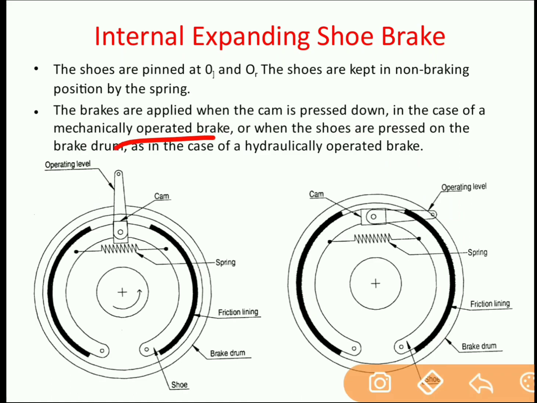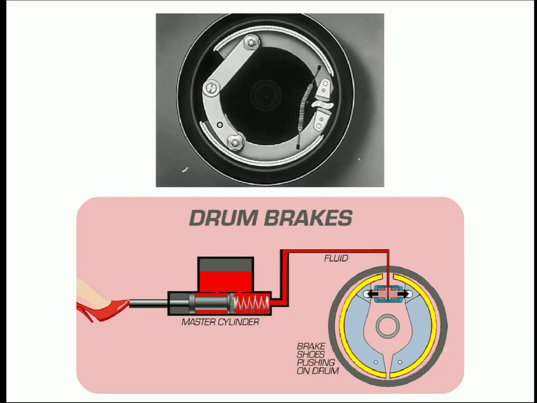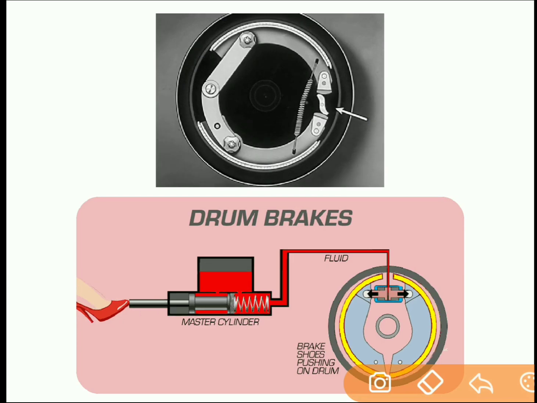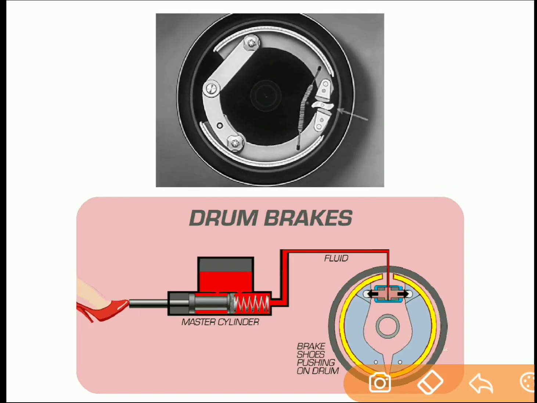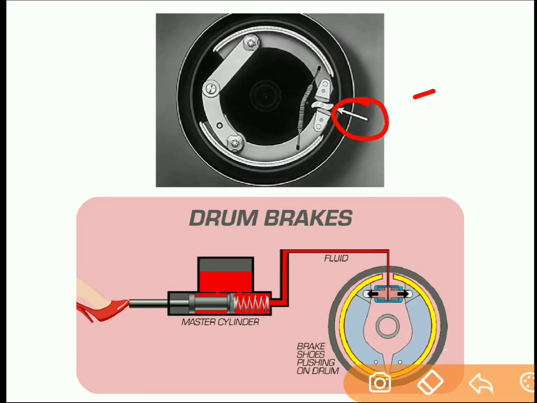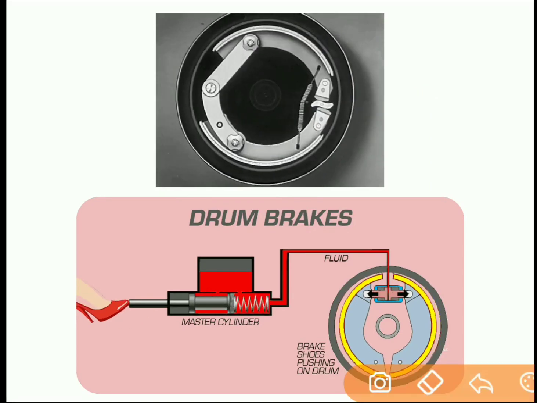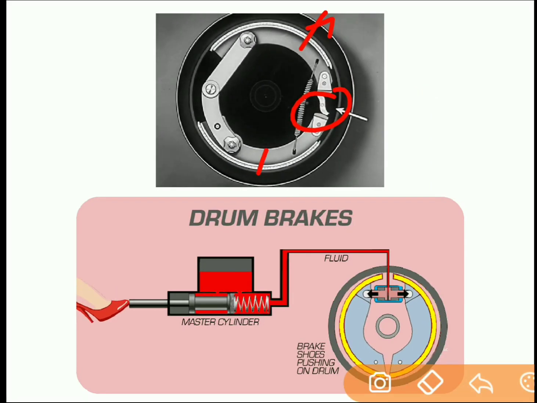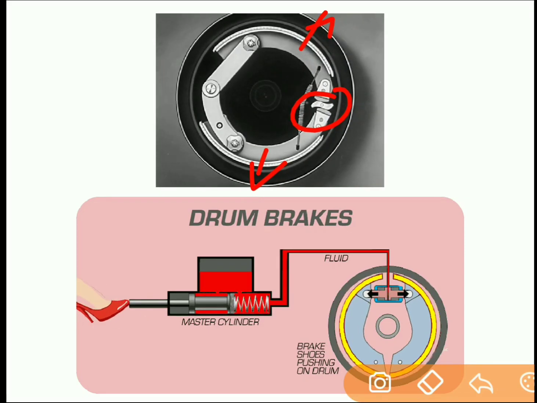In case of a mechanically operated brake, or when the shoes are pressed on the brake drum, as in case of the hydraulically operated brake, when this lever is pressed down, these shoes will come in contact with the drum, and because of the friction material between the shoe and the drum, brakes are in action. You can see the figure over here. Pay attention to the arrows. This arrow says that when this lever is operated, the shoes will be pushed in the radially outward direction and the brake is said to be in action.